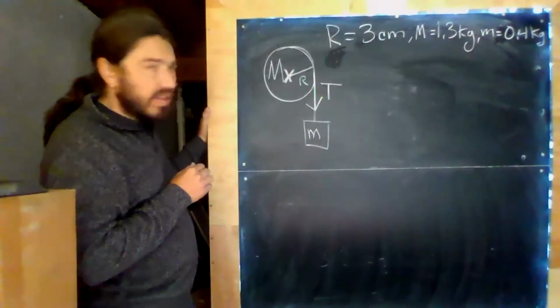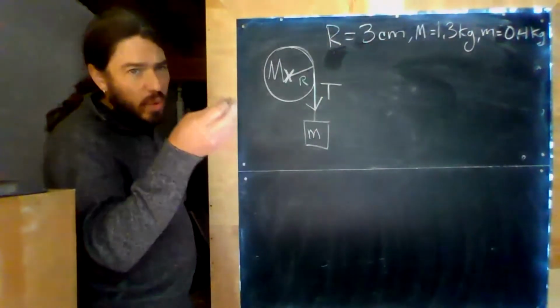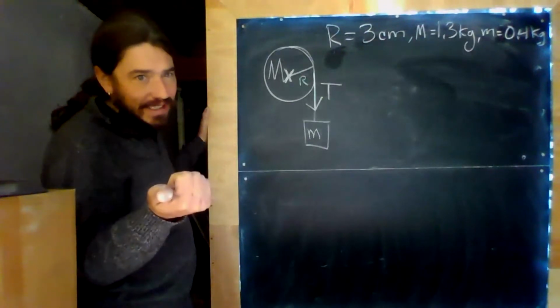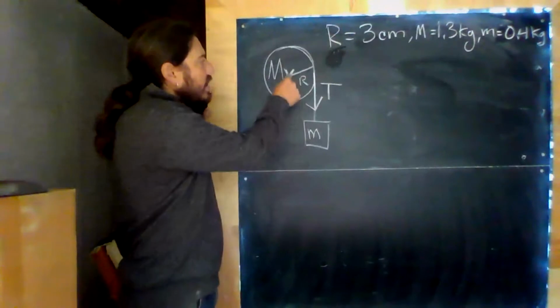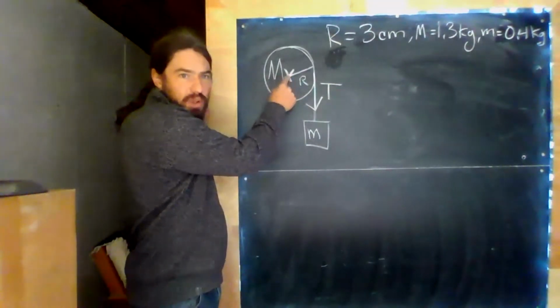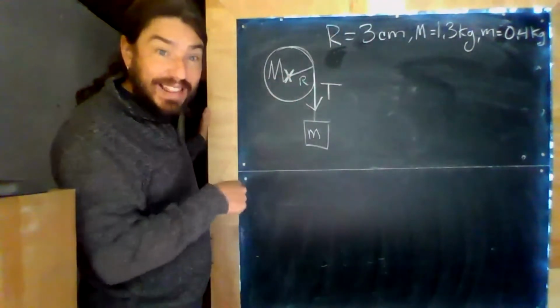Okay. What other forces are acting on the drum? Well, we have the weight. Where does the weight act? At the center of gravity. Where is the center of gravity? Oh, it's right here in the center because this is a uniform drum. So the weight acts at the axle.